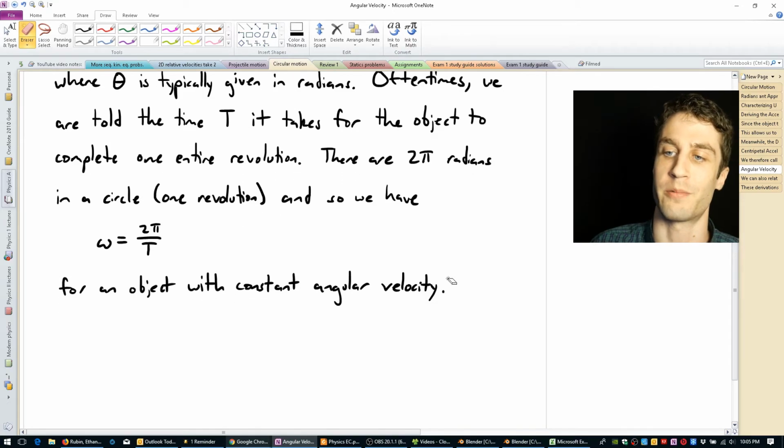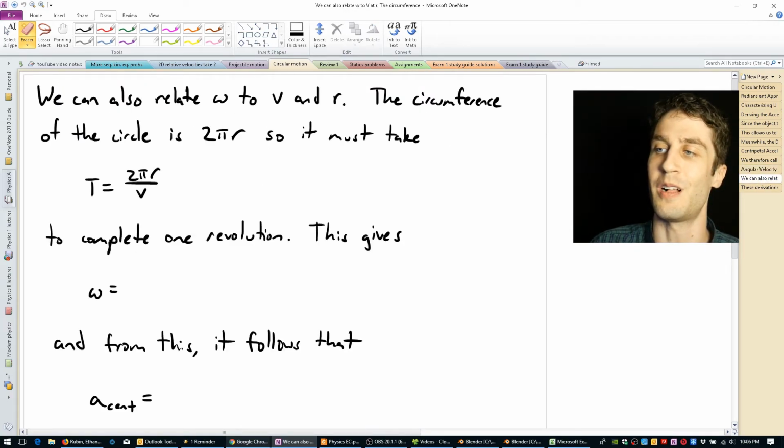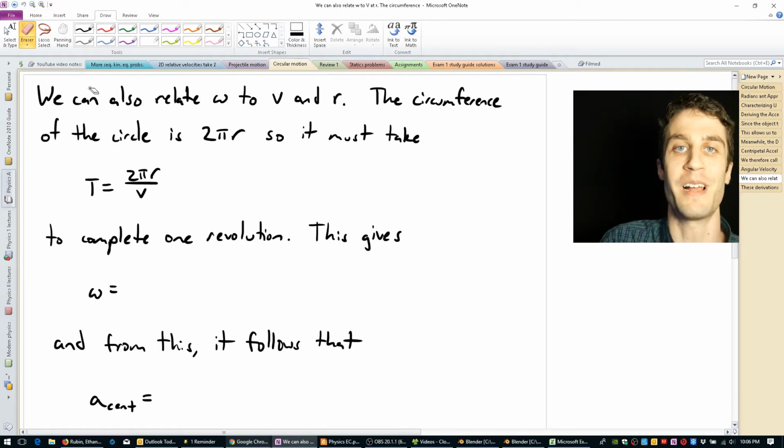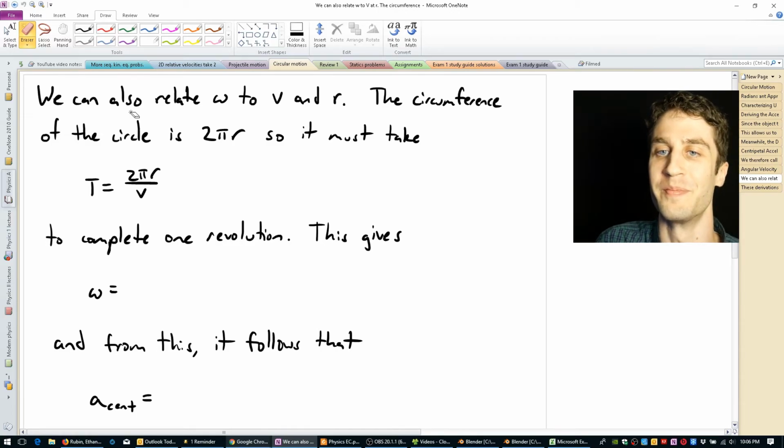So this is for an object with constant angular velocity. If angular velocity is not constant, you can't use this. You won't always see constant angular velocity in this class. We'll have some angular acceleration later on.